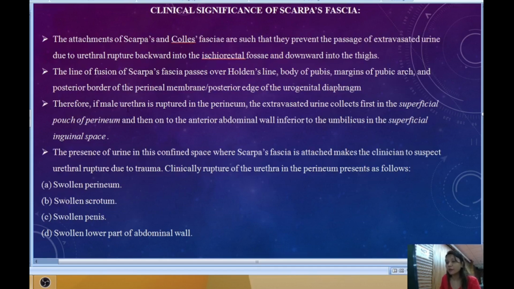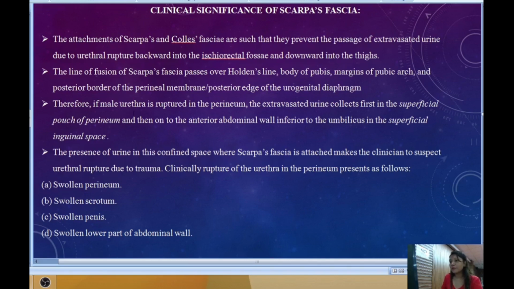Now we have come to the clinical significance. That's why I was concentrating on Colles fascia and Holden's line. The attachment of Scarpa's and Colles fascia is such that it prevents the passage of extravasated urine, if there is any injury to the urethra, that is urethral rupture, backward into the ischiorectal fossa and downward into the thighs. So there is a line of fusion of Scarpa's fascia over the Holden's line, body of pubis and margin of the pubic arch, and the posterior border of the perineal membrane, the posterior edge of the urogenital diaphragm.